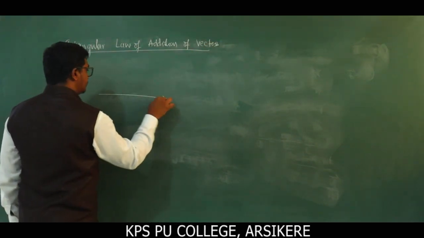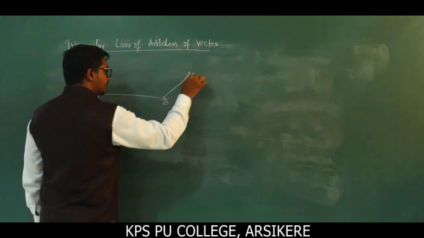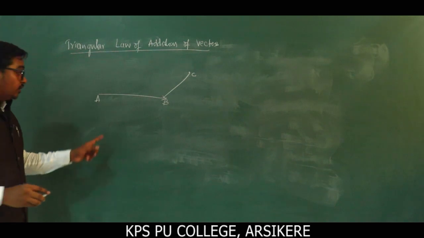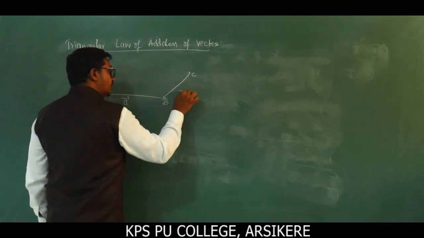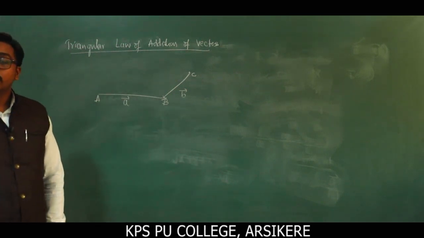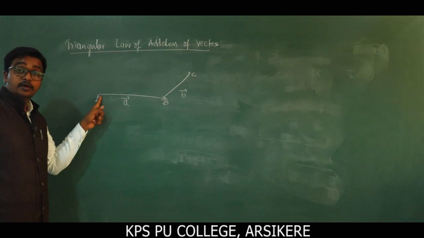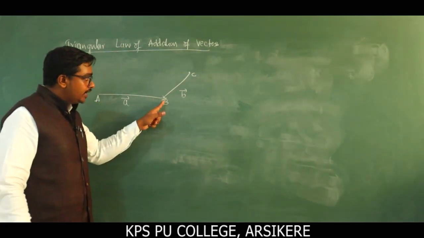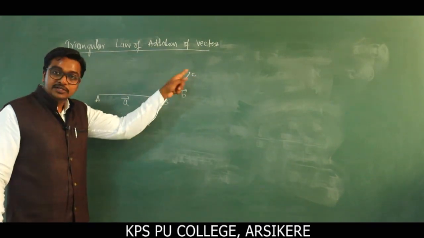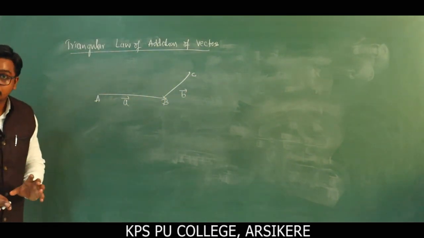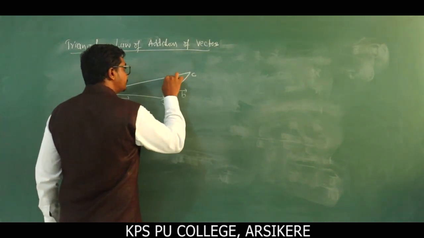Suppose this is the point A, this is the point B, this is the point C. From A to B we have vector a, from B to C this is vector b. So basically we are at the point A. We are moving from A to B then B to C. So the net displacement is from A to C.